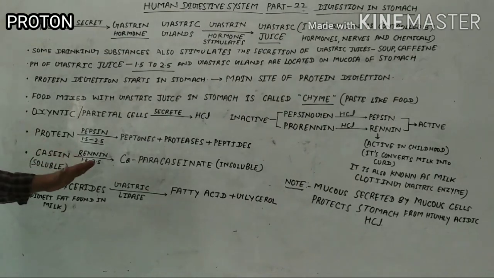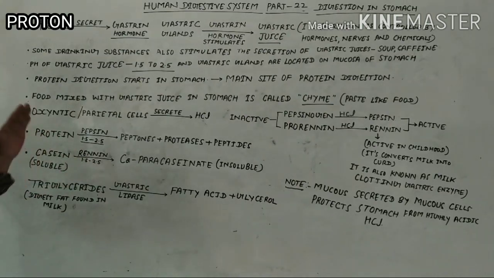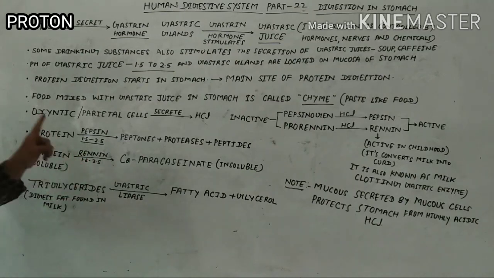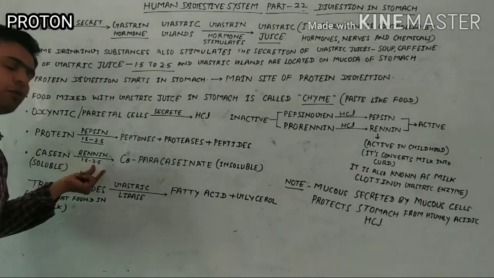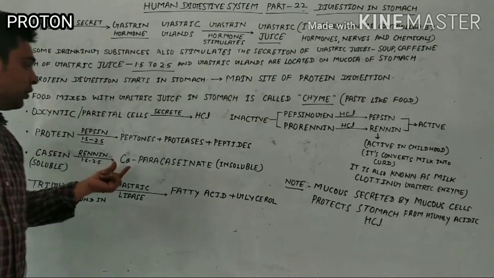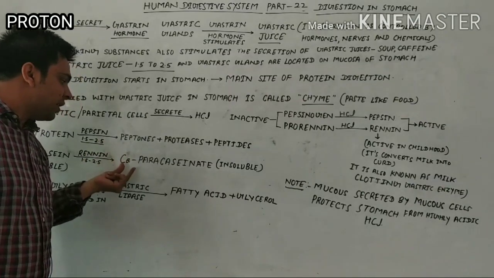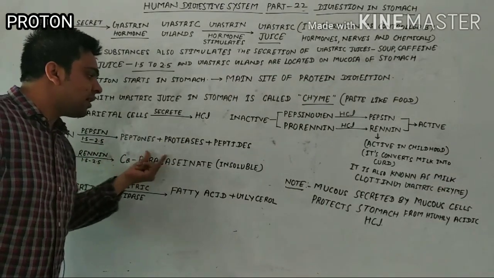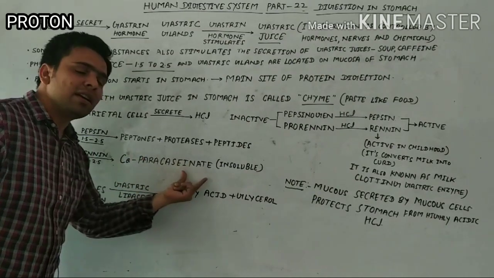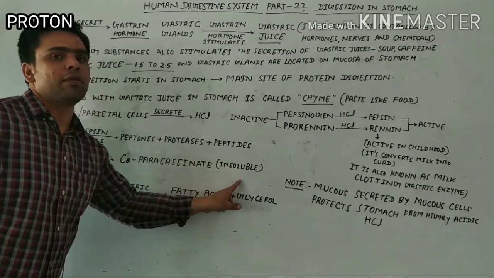And renin acts on this form. Renin acts on this type of protein, and what is the pH of this reaction? That is 1.5 to 2.5. So renin acts on casein, and renin converts this casein into a very important form, that is calcium para-caseinate. What I said is, students, calcium para-caseinate, and this is insoluble form.